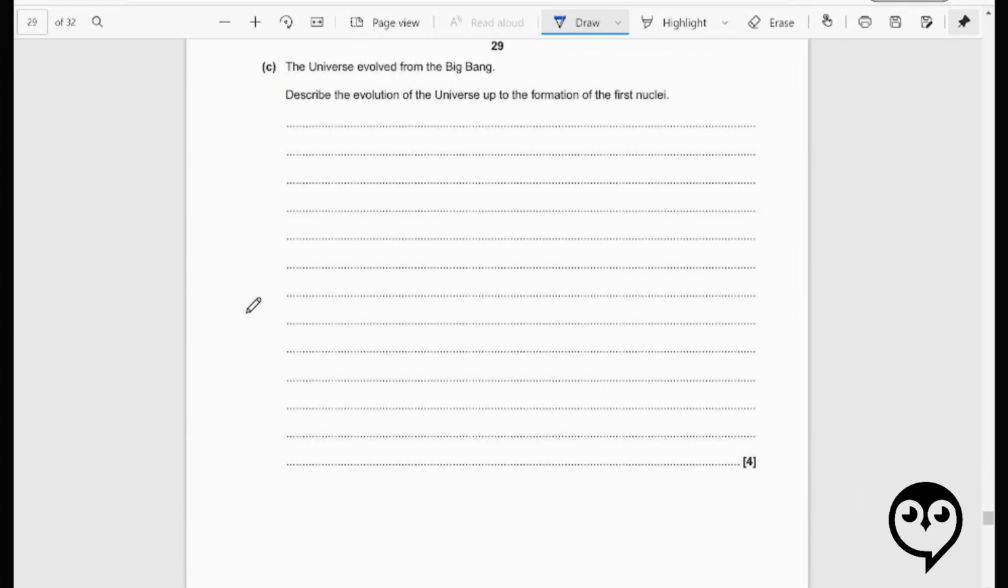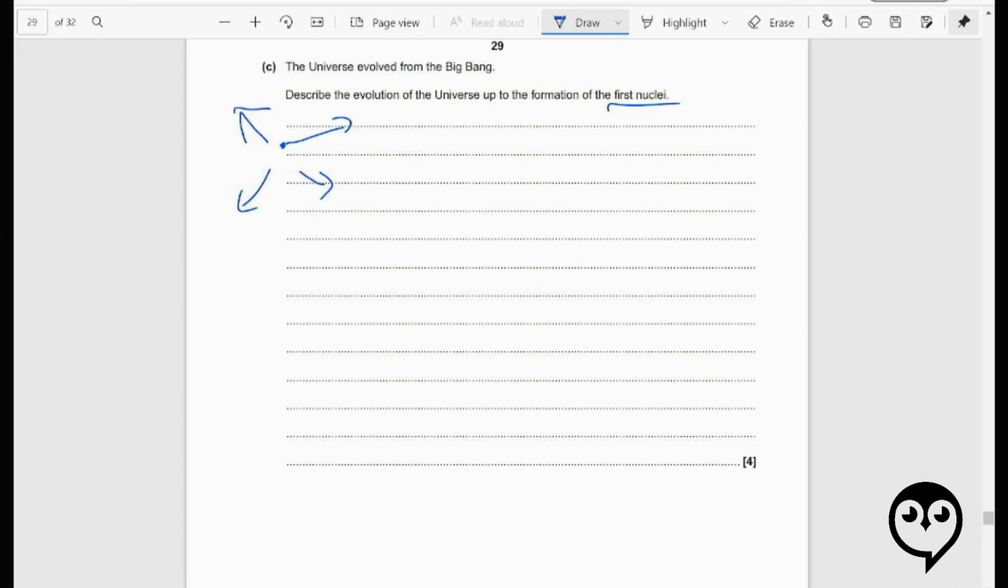Let's see. The universe evolved from the Big Bang. Describe the evolution of the universe up to the formation of the first nuclei. Okay, this is interesting. This is different than other Big Bang questions we've seen. Well, what we can say is all matter, whatever that was, started off at one single point. It's extremely dense. There's a big explosion. We know that right after the explosion, there was a lot of energy, a lot of heat, things were very, very hot, but we didn't have neutrons, protons, or electrons. These were made from other subatomic particles.